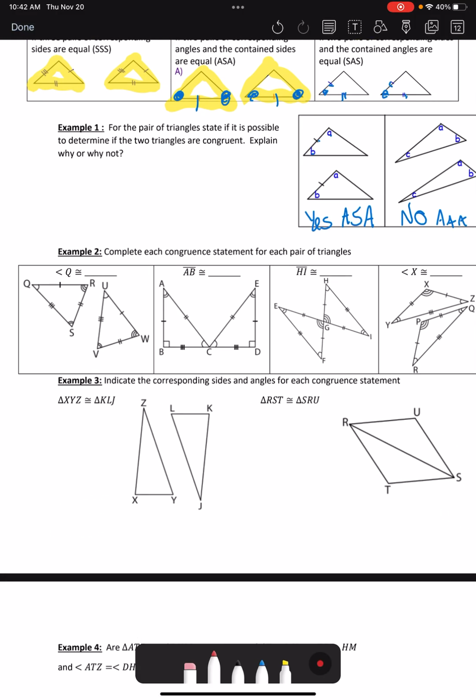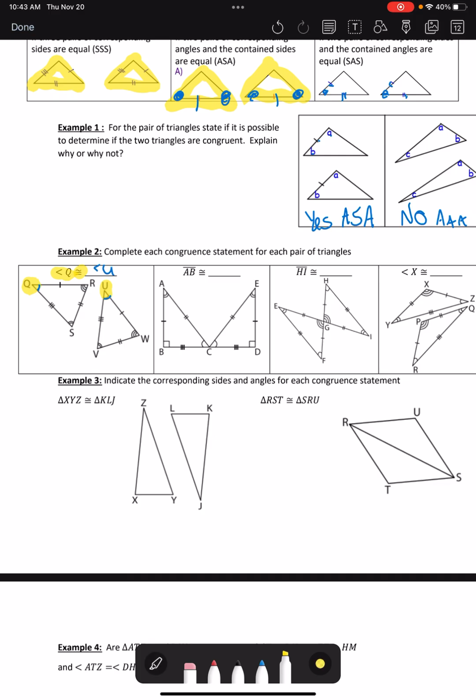Okay, moving on. So it says complete each congruent statement for each pair of triangles. So over here, angle Q, and this little symbol with the like wavy line and the two equal sign underneath, that means congruent. So angle Q, which angle would it be congruent to in the other triangle? So we can see right here it's angle U. And do you notice how we're using just like one little loop here while the other angles have either 2 or 3? So angle Q is congruent or equal to angle U.